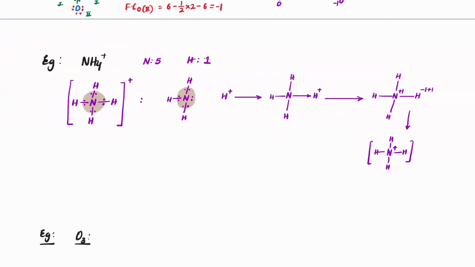So this is the structure that you have to write here. So either you write it in this way or you write it in this way. Both of them are correct. And when you're writing in a coordinate bond form, this is the way you will write. Clear, guys?